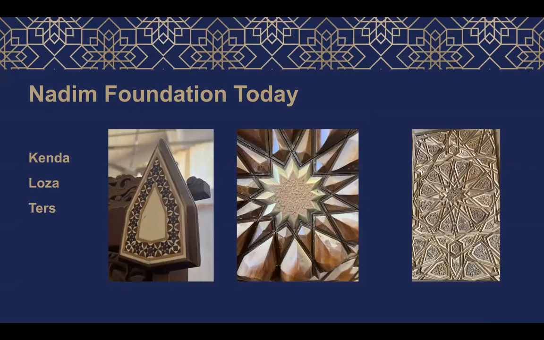When I went to the Nadim Foundation, they explained these things, where basically each pattern, each shape within these larger interlocking shapes has its own name and its own way of being made. So this shape here is called kenda, which is this diamond-like shape, which, as you can see here, is interspersed with these other shapes here. This more star pattern is called the loza.